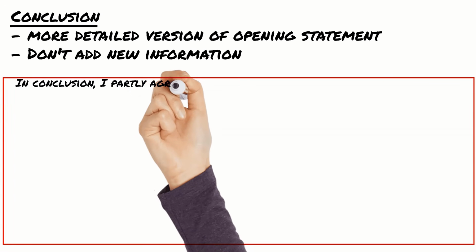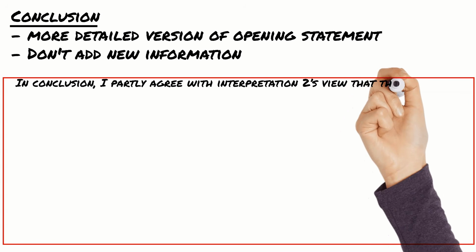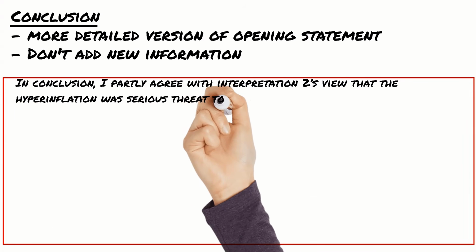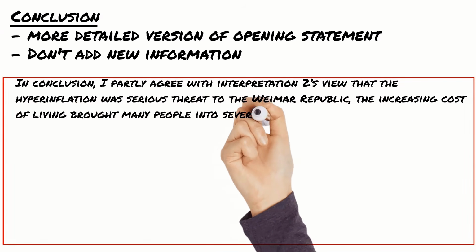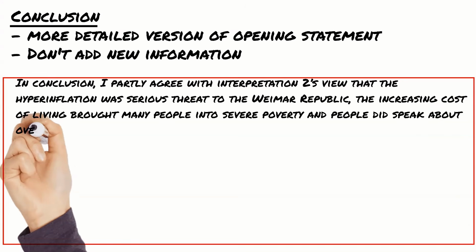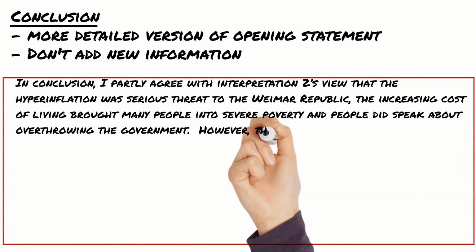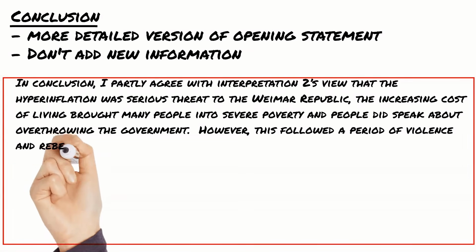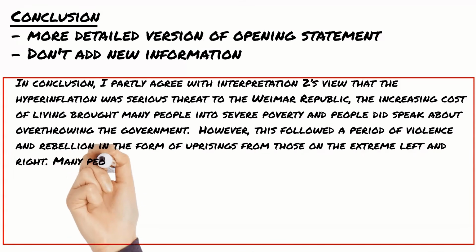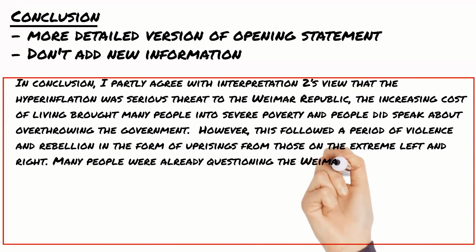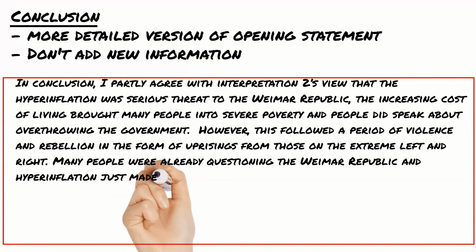In conclusion, I partly agree with Interpretation 2's view that the hyperinflation was a serious threat to the Weimar Republic. The increasing costs of living brought many people into severe poverty, and people did speak about overthrowing the government. However, this followed a period of violence and rebellion in the form of uprisings from those on the extreme left and right. Many people were already questioning the Weimar Republic, and hyperinflation just made it worse.